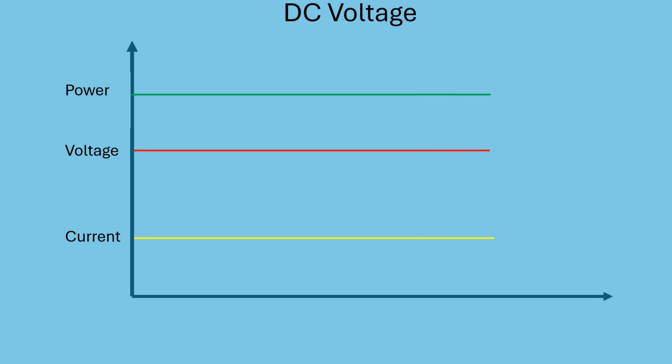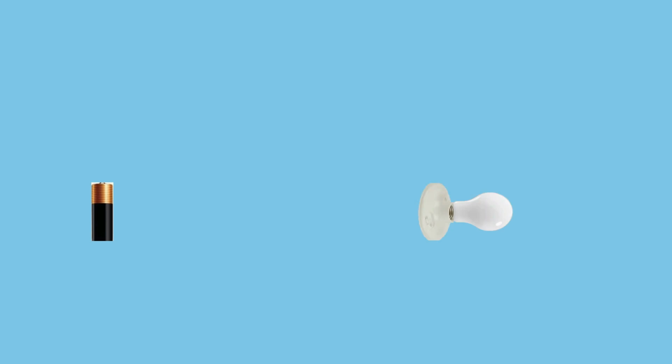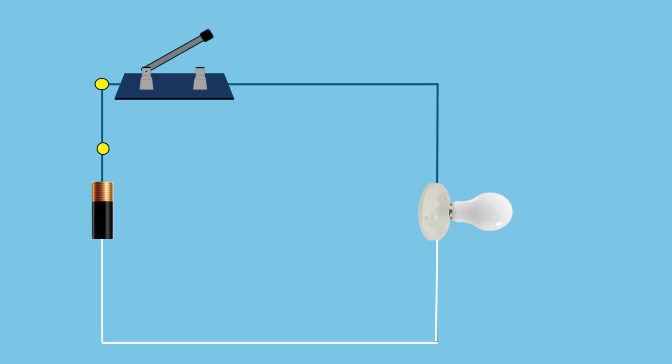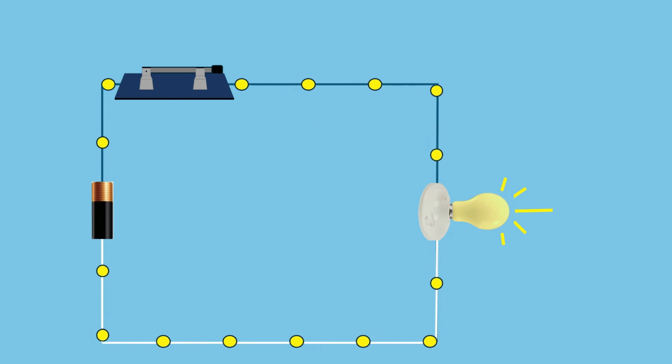steady and constant. And here's a simple DC circuit with a battery and a switch and a light bulb. Current flows steadily, as represented by the yellow dots powering the light bulb. There's no oscillation, no phase shifts, just pure steady energy flow.